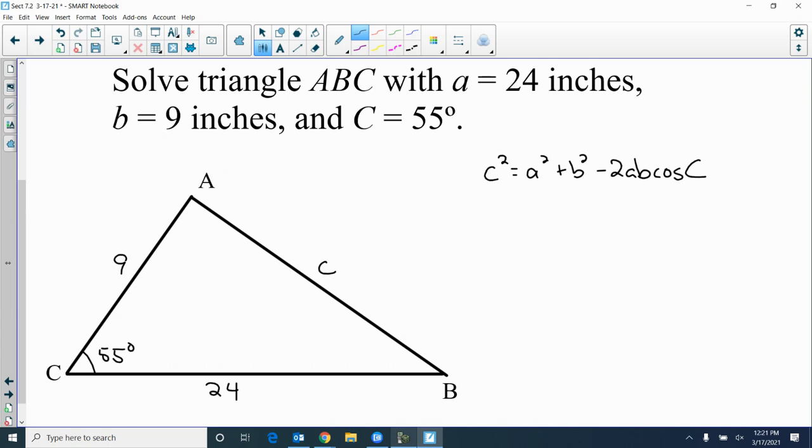I don't really think you need to memorize the formula, but you've got to memorize the patterns: side squared plus side squared minus 2 times side times side times cosine of the angle. Now plug it in, use your calculator, and make sure you take the square root. That's the biggest thing you need to do, because people forget to do that. So C squared equals 9 squared plus 24 squared minus 2 times 9 times 24 cosine 55 degrees.